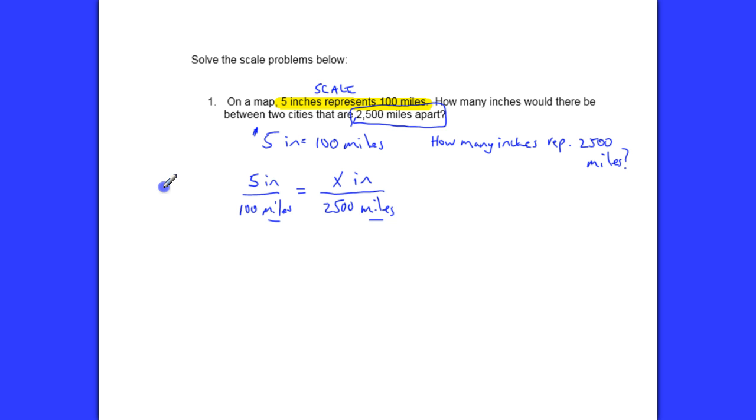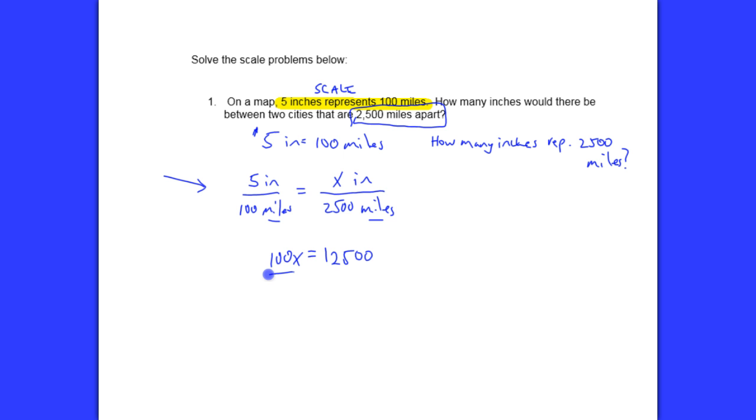So now you should see something. You should recognize that. That's a proportion. Now we just do our crisscross trick. 100 times x is 100x. That's equal to 5 times 2,500. That's 12,500. And there you have it.